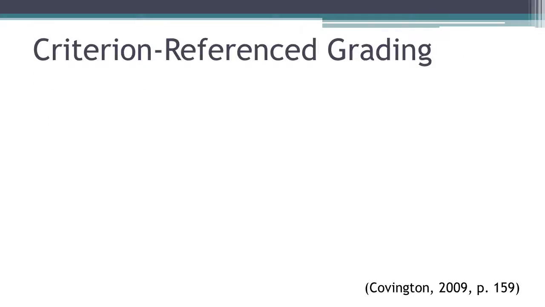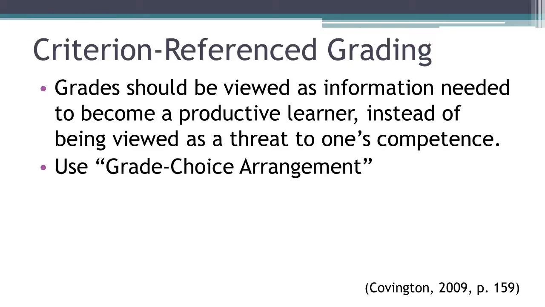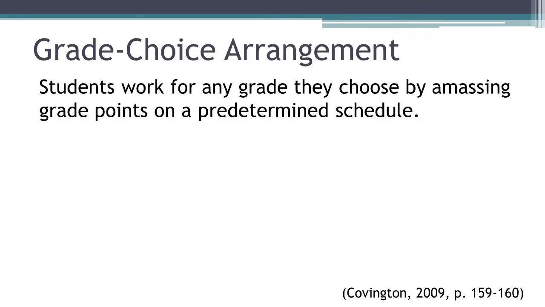The third element of this problem-based approach is criterion-referenced grading. Grades should be viewed as information that is needed to become a productive learner, instead of being viewed as a threat to one's competence. Thus, the evaluation of one's work provides measurable progress towards answering the problem. One way to do this is to use what Covington calls grade choice arrangement. In this method, students work for any grade they choose by amassing grade points on a predetermined schedule.